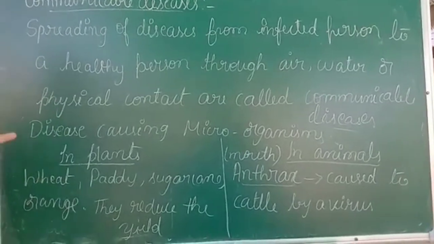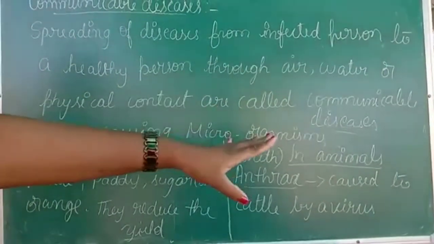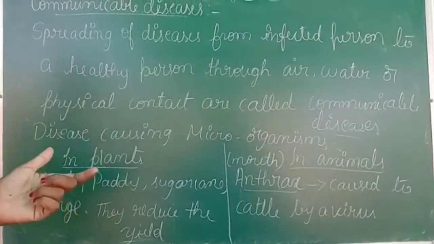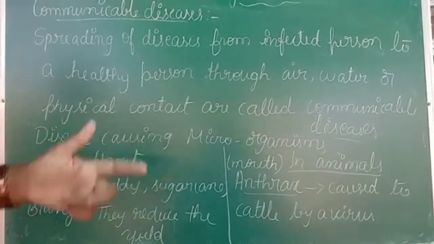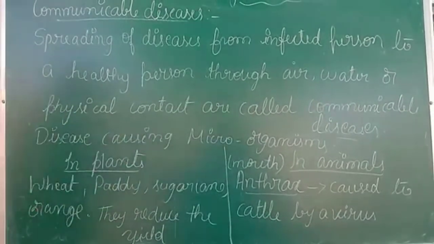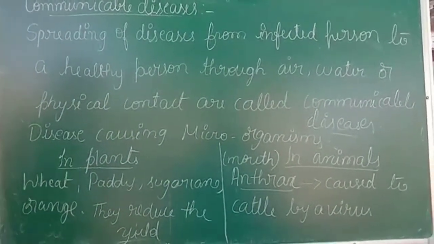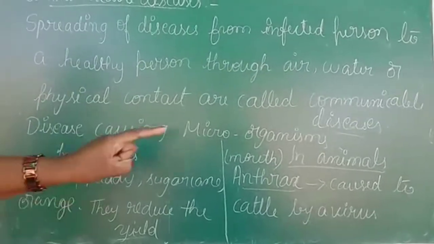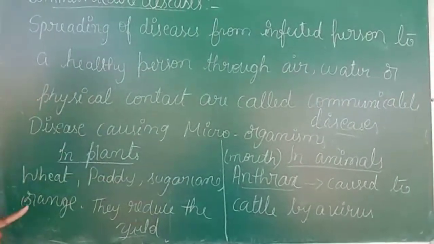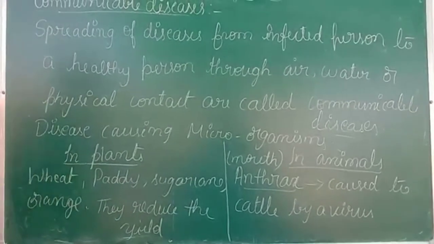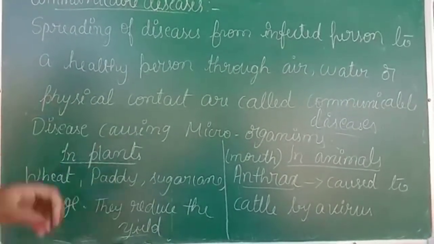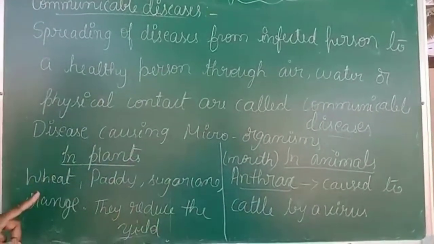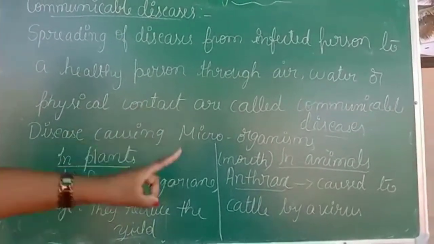And the next one is disease caused by microorganisms in plants. Let us see how diseases are caused by microorganisms in plants. Especially plants such as the wheat plant, paddy plant, sugarcane plant and orange plant. In these particular plants, the disease-causing microorganisms will attack very soon. That is in these four plants: wheat, paddy, sugarcane and orange.